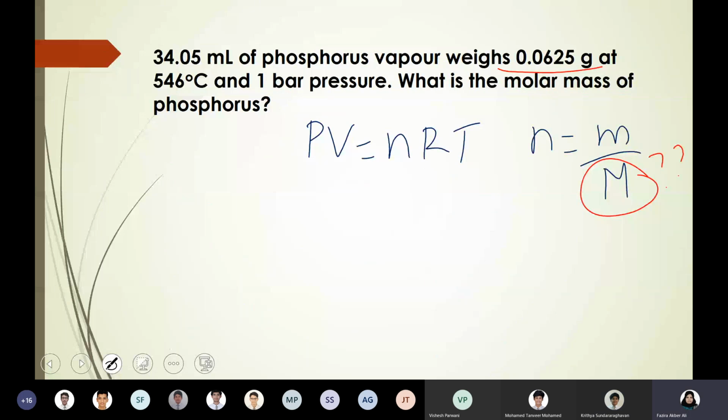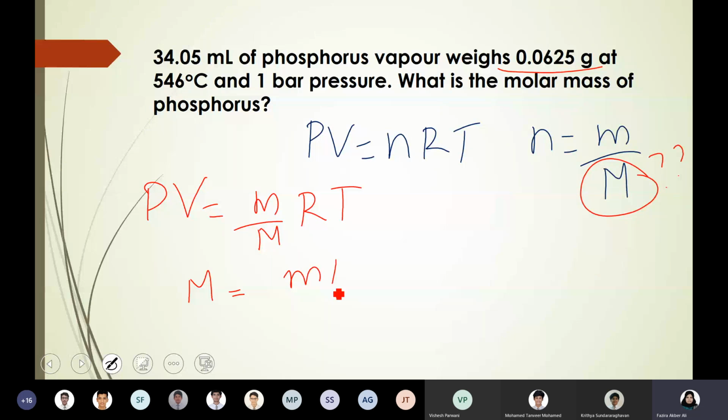So convert the volume into liters and temperature to Kelvin before you start solving. Then rearrange the equation. PV is equal to mass by molar mass, RT, and what you have to calculate is molar mass, which is equal to mRT divided by PV. All the values are given, and R you have to use as 0.083.